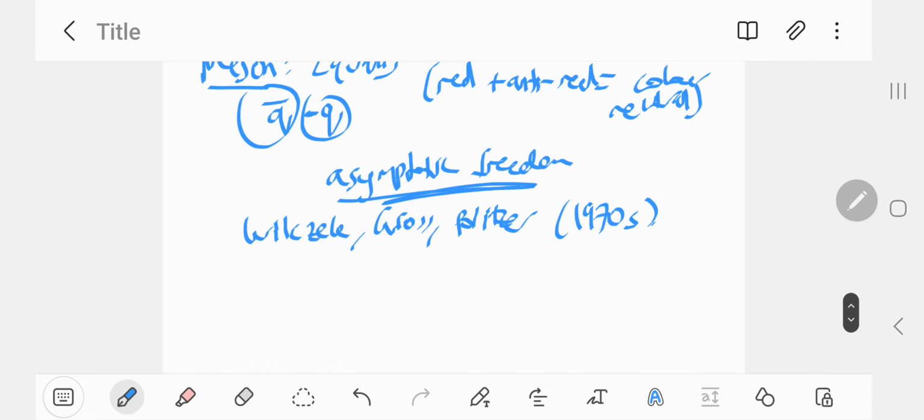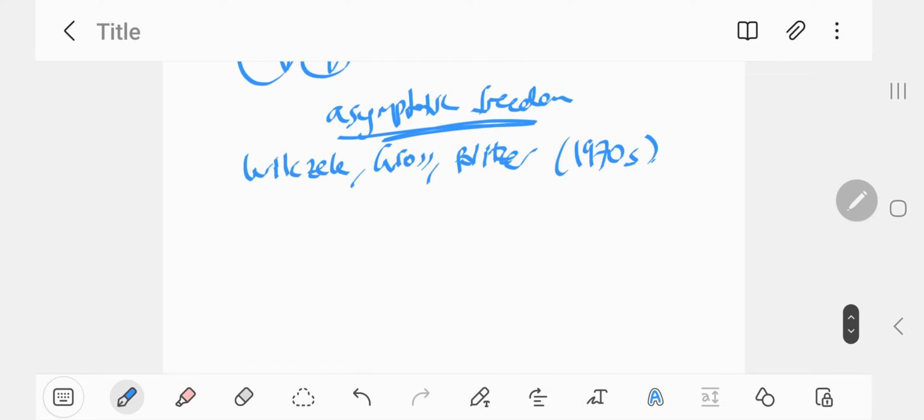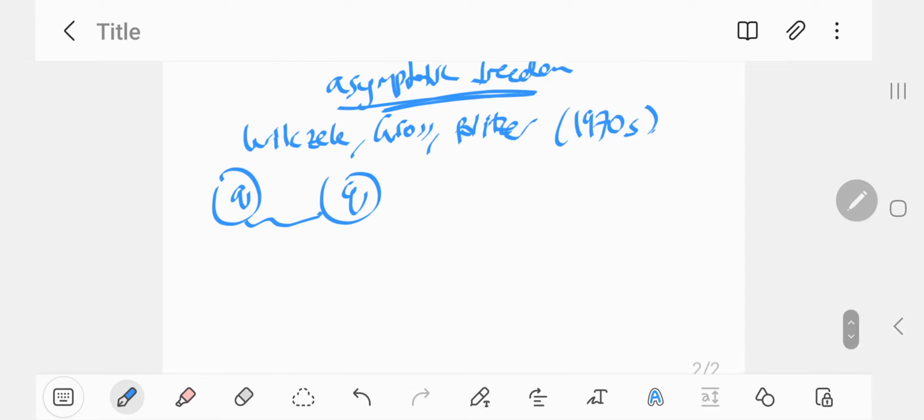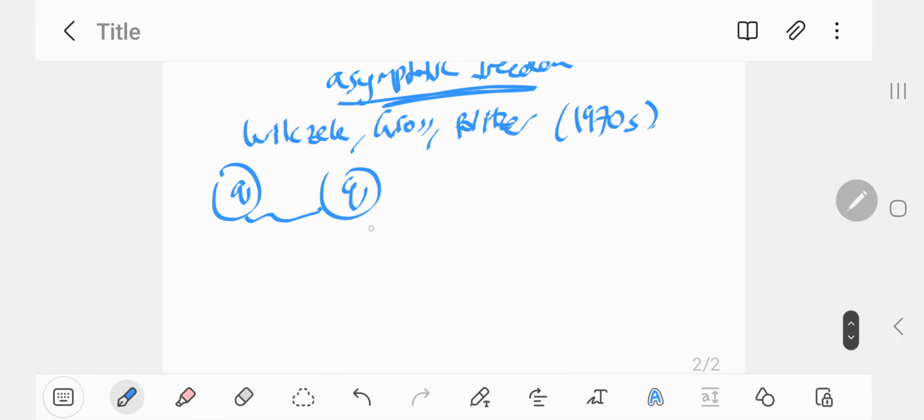So what is asymptotic freedom? Well, let's suppose you've got 2 quarks, 1 quark here, 1 quark here, and they're very close to each other. Now, at this short distance, the strong force between them is very strong, okay, and they're tightly bound together. Now, as you start moving the quarks further apart, something interesting starts to happen. Okay, the strong force between them actually becomes weaker. In fact, as the distance between the quarks increases, the strength of the force decreases. Okay, and this is called asymptotic freedom.